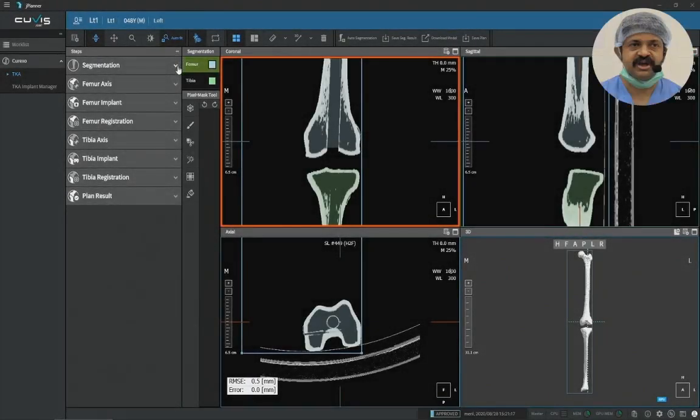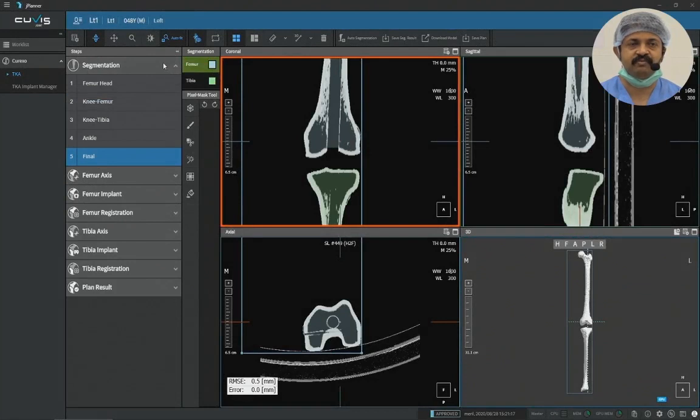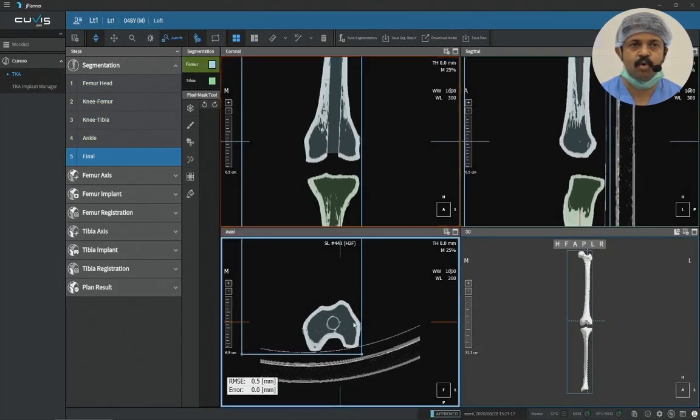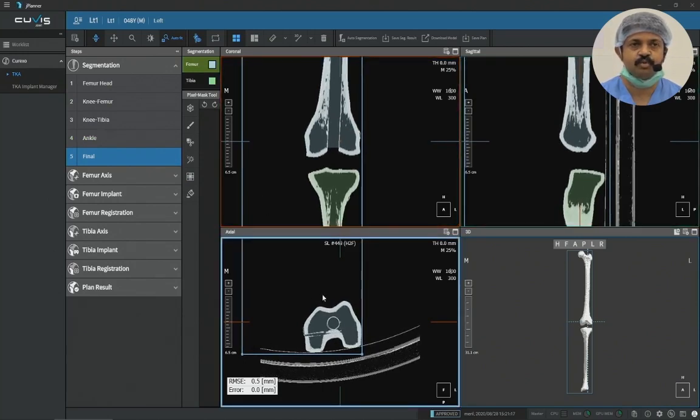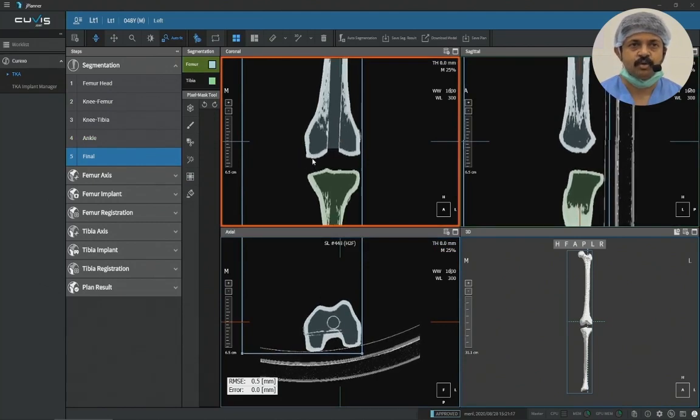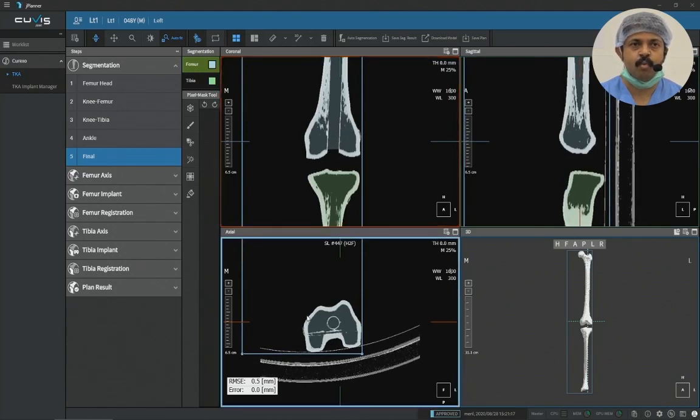Upon uploading the CT data set to the planning station, segmentation is the first step that we need to do in the pre-plan. What it does is it separates the bone into cancellous, cortical bone, as well as periosteum, and the soft tissue bundle, which is also separated out. So it basically sets the cutting margins on the bone only, and hence the robot will always cut only the bone and not touch the soft tissues.